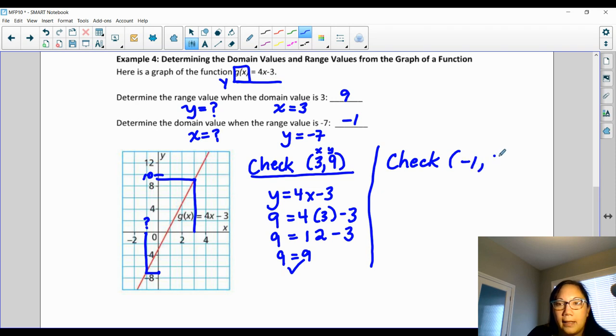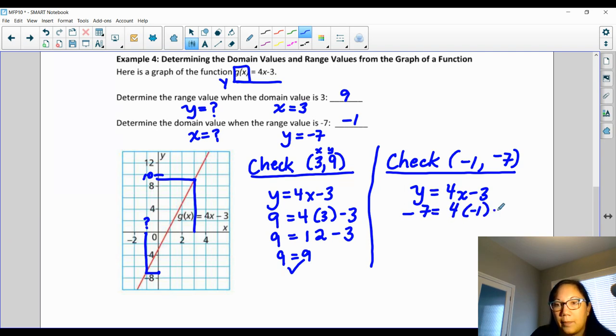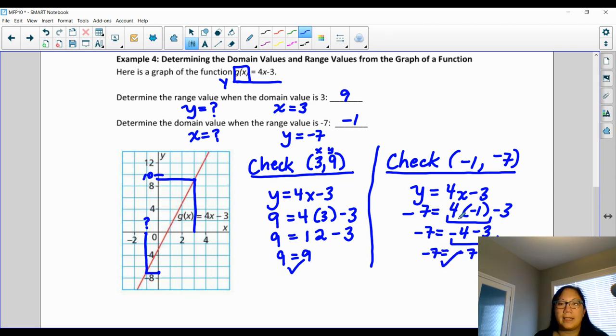Our next point is (-1, -7). Careful, make sure you write the x value first. So it's the same equation, y equals 4x minus 3. In the spot of the y, I'm going to put the -7. In the spot of the x, I'm going to put the -1. Remember, BEDMAS, we have to multiply first. So on the left, we have -7 equals -4 minus 3, and then -4 minus 3 is -7. So I know that I did come up with the 2 right answers here because I checked my work by plugging into the equation.